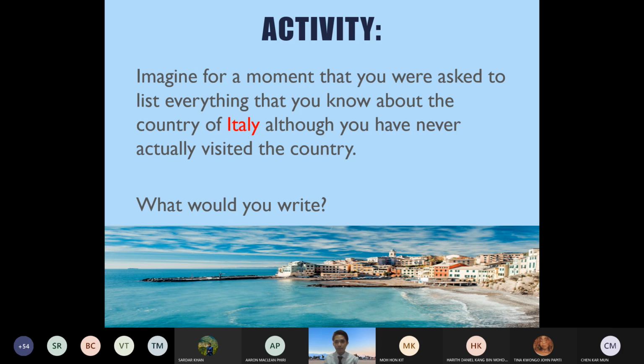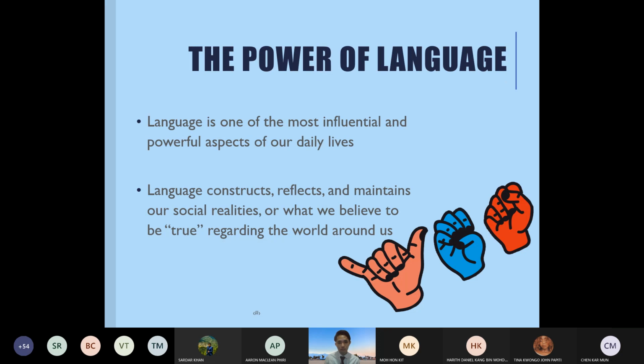So Italy is the same thing. Whatever we see in movies, on YouTube, maybe from reading, all of this uses language to educate us on a particular culture. So that's why we are going to talk about the power of language. The GIF is not supposed to cover the words, but it's not too important. Let me just explain very briefly.